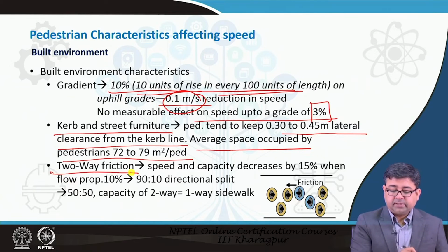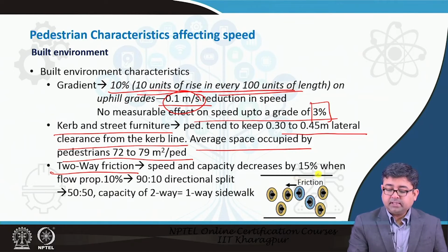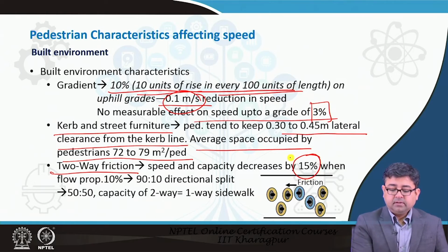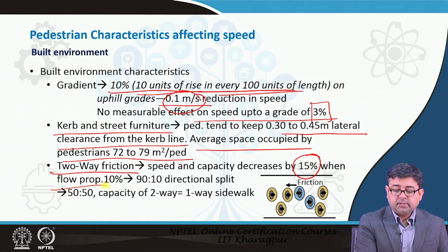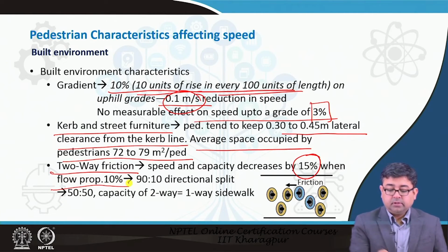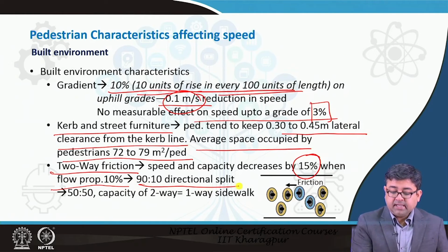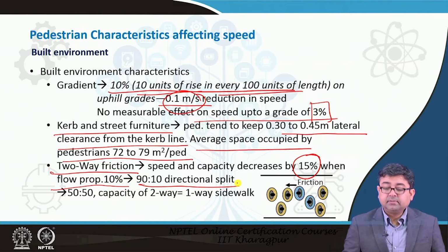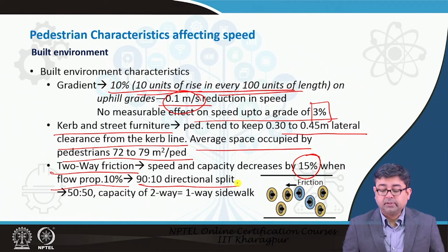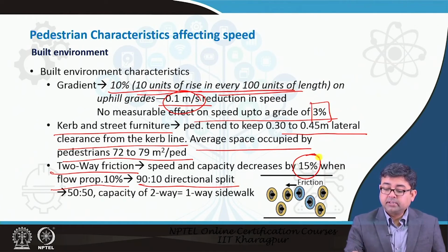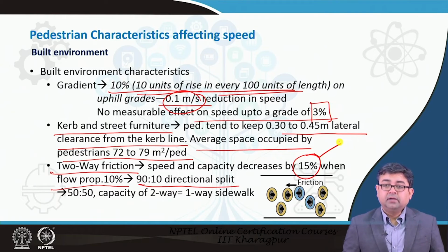In case of two-way friction, speed and capacity decreases by 15% when the flow proportion is 10%. So, when there is a 90 to 10 directional split, so 90% of the people are walking in one direction, 10% are walking in the other direction, there is already a reduction of about 15% of the maximum speed at which they can walk on the sidewalk or footpath.